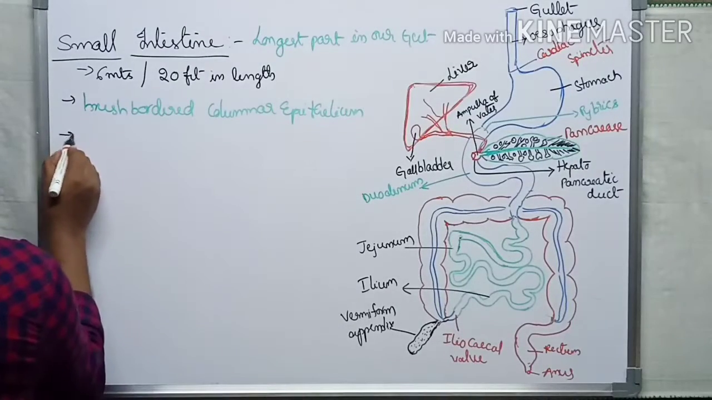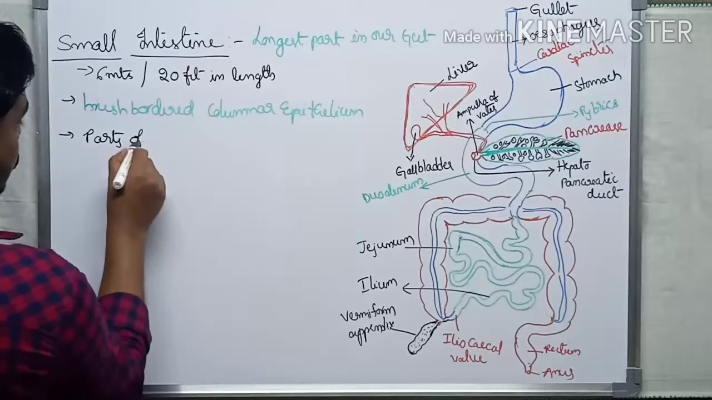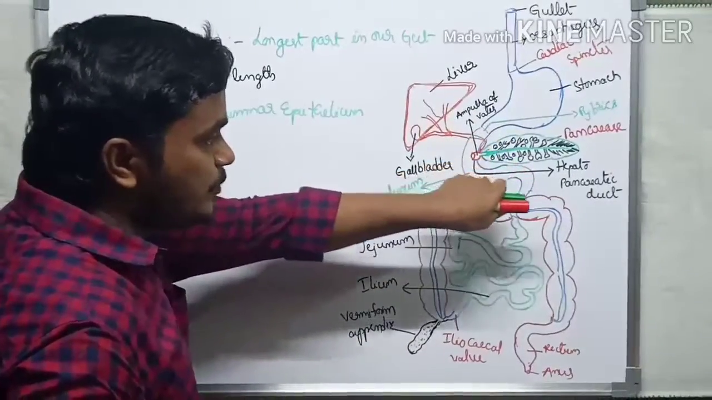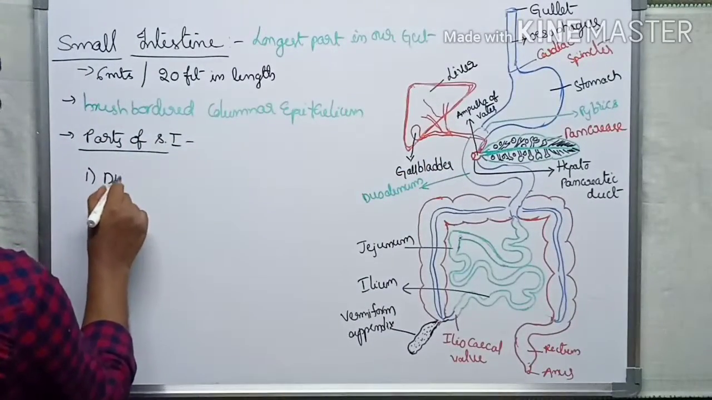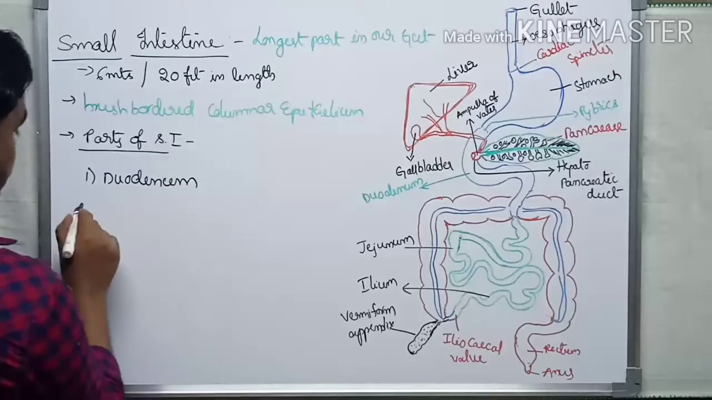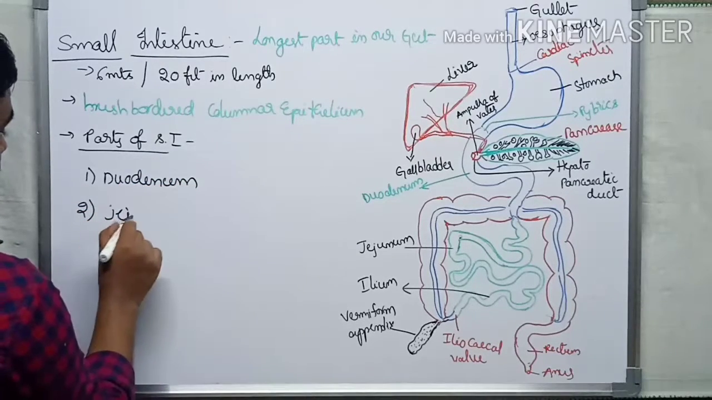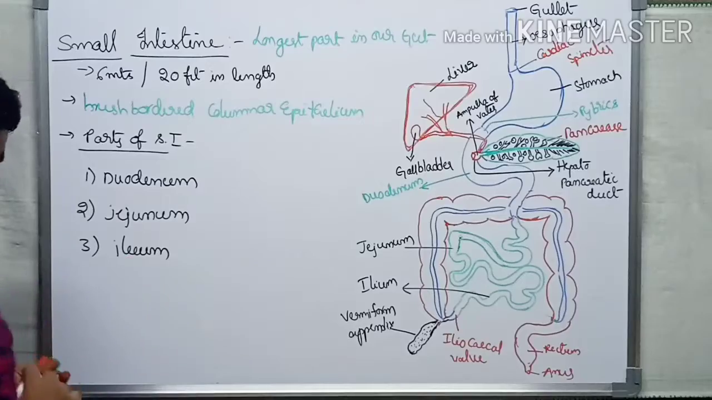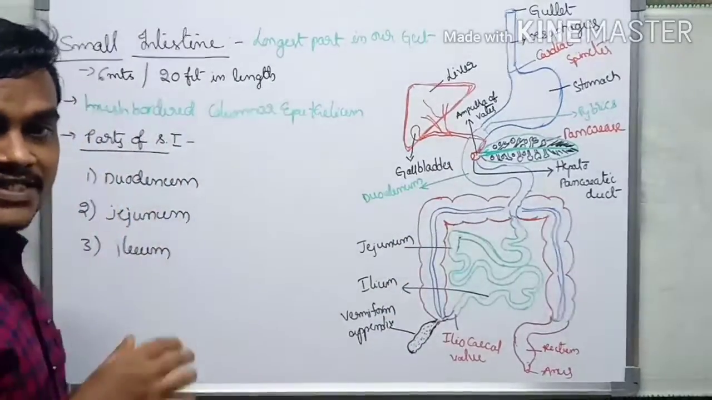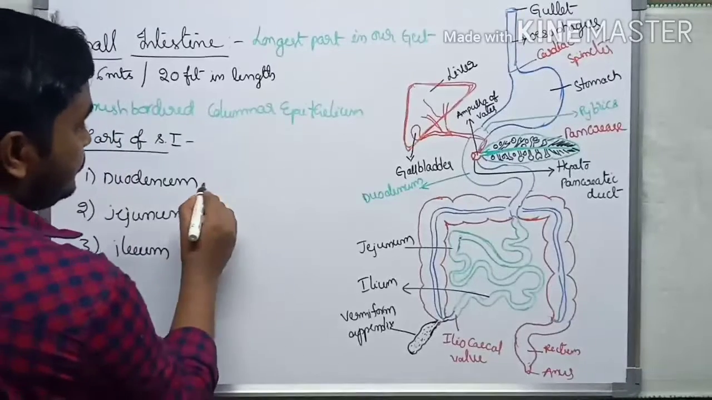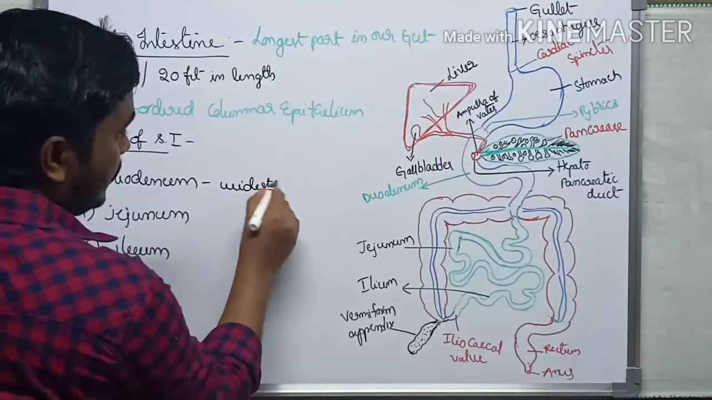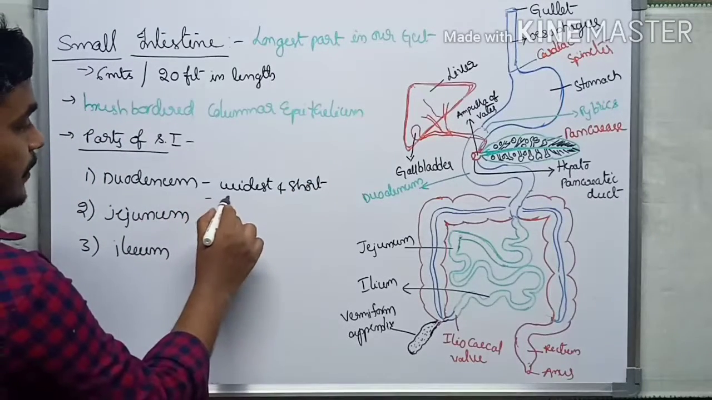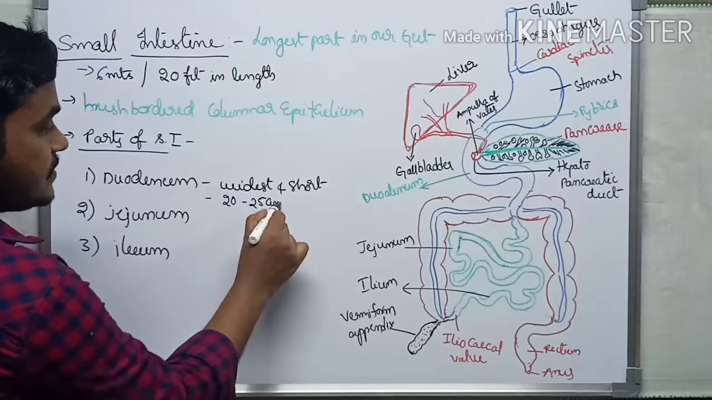Then the parts of the small intestine. The U-shaped structure is the duodenum, the first part of the small intestine. Then the second one, somewhat coiled, is the jejunum. The third part, a highly coiled structure, is the ileum. This duodenum is the widest and shortest structure in the small intestine. The duodenum length is 20 to 25 centimeters.